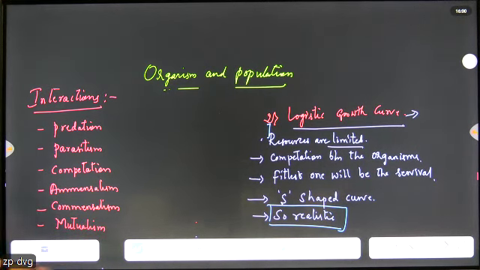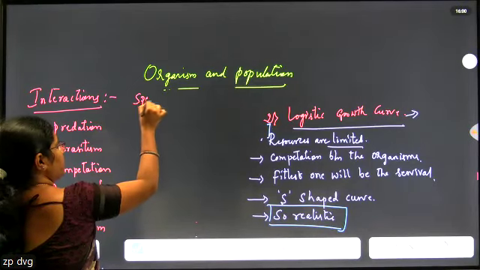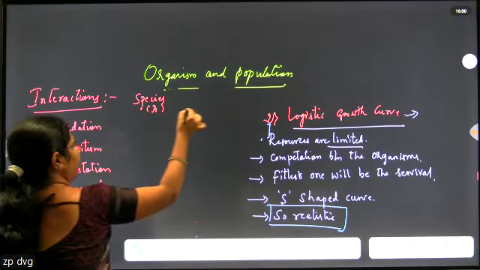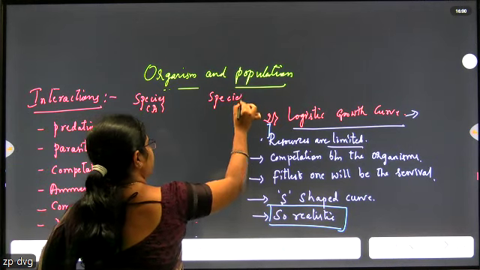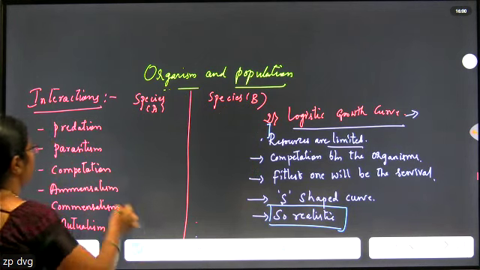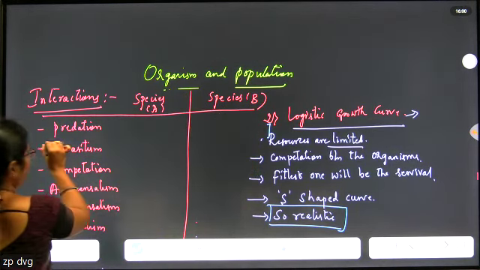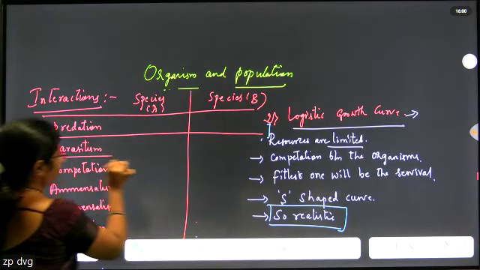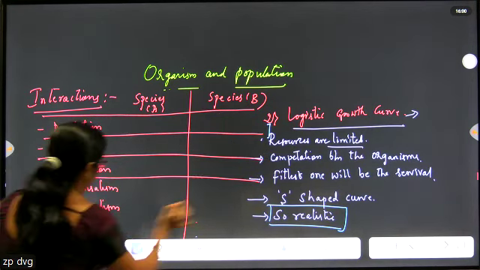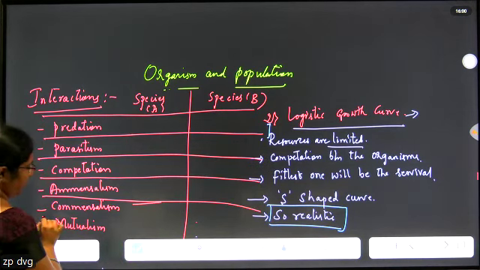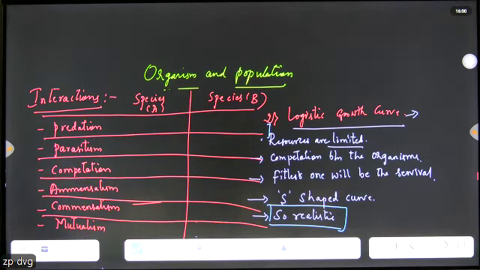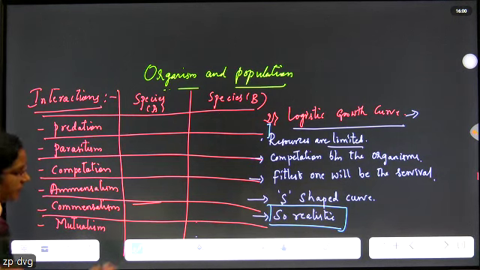In every relationship, especially in the case of population, there are two species. We are going to take an example of two species, species A and species B. In this interaction, in some cases one species benefits and the other may be harmed. In some cases both benefit, and in some cases both are affected. I am going to mark a benefit with a plus symbol and a harmful effect with a negative symbol.